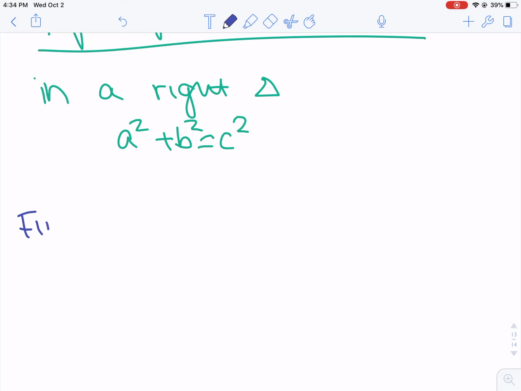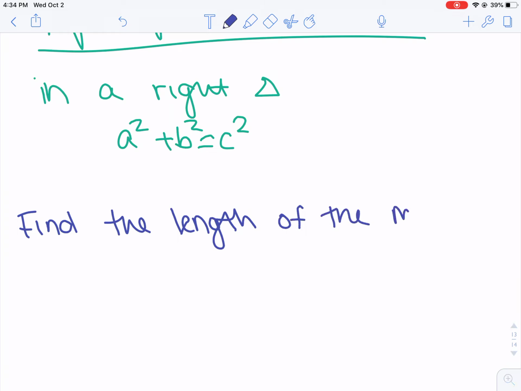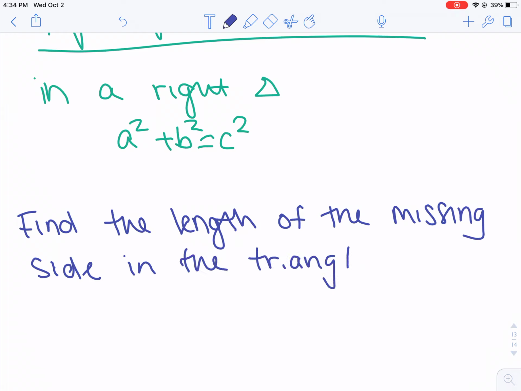So our example says find the length of the missing side in the right triangle. Okay, so they give me this picture, and the picture they give us looks way better than the one I just drew. They tell us it's a right angle. They said this is 4, this is 12, and this is a.